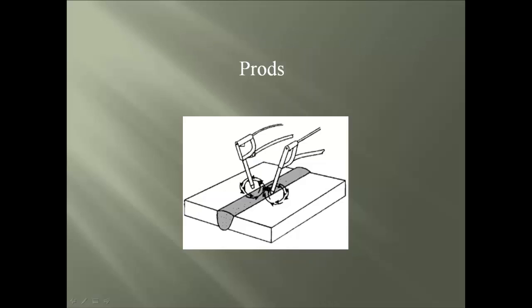The second magnetic field used is the prod method, which creates a circular field. The prod unit is a portable unit which uses either AC or DC currents to induce a magnetic field. A quick tip is that the AC current is the strongest at the surface of the test object, where the DC current induces a greater penetrating power.